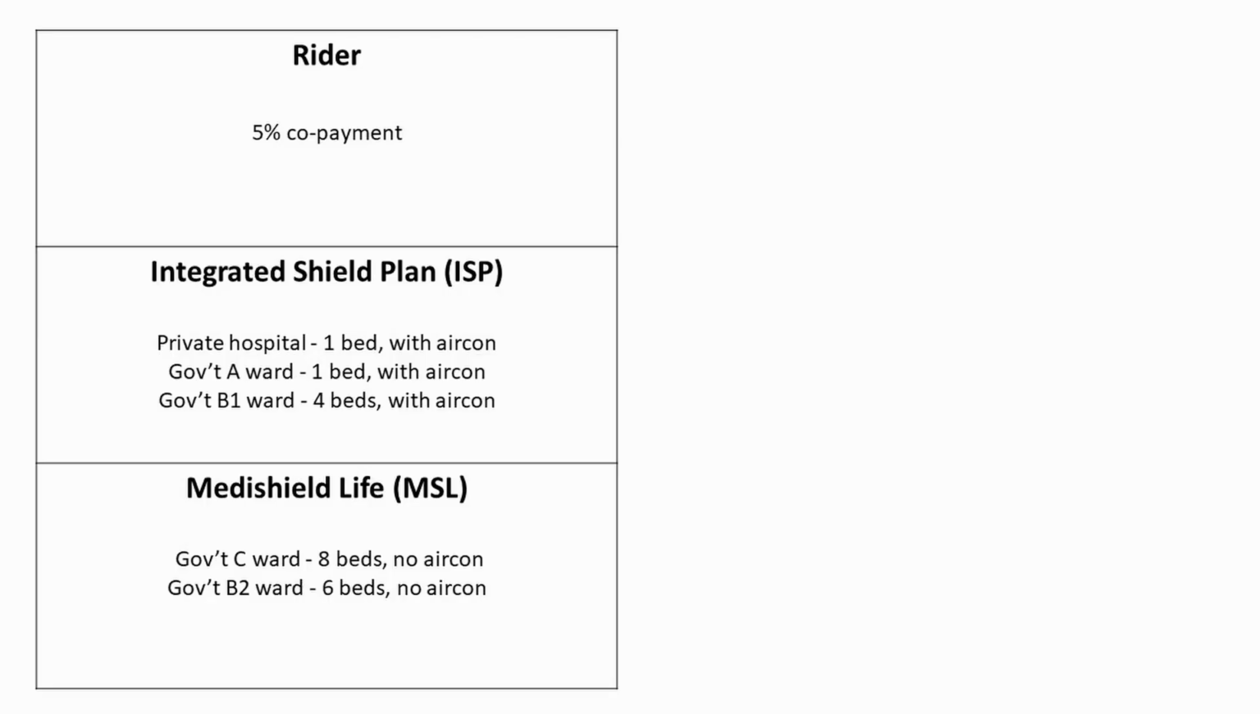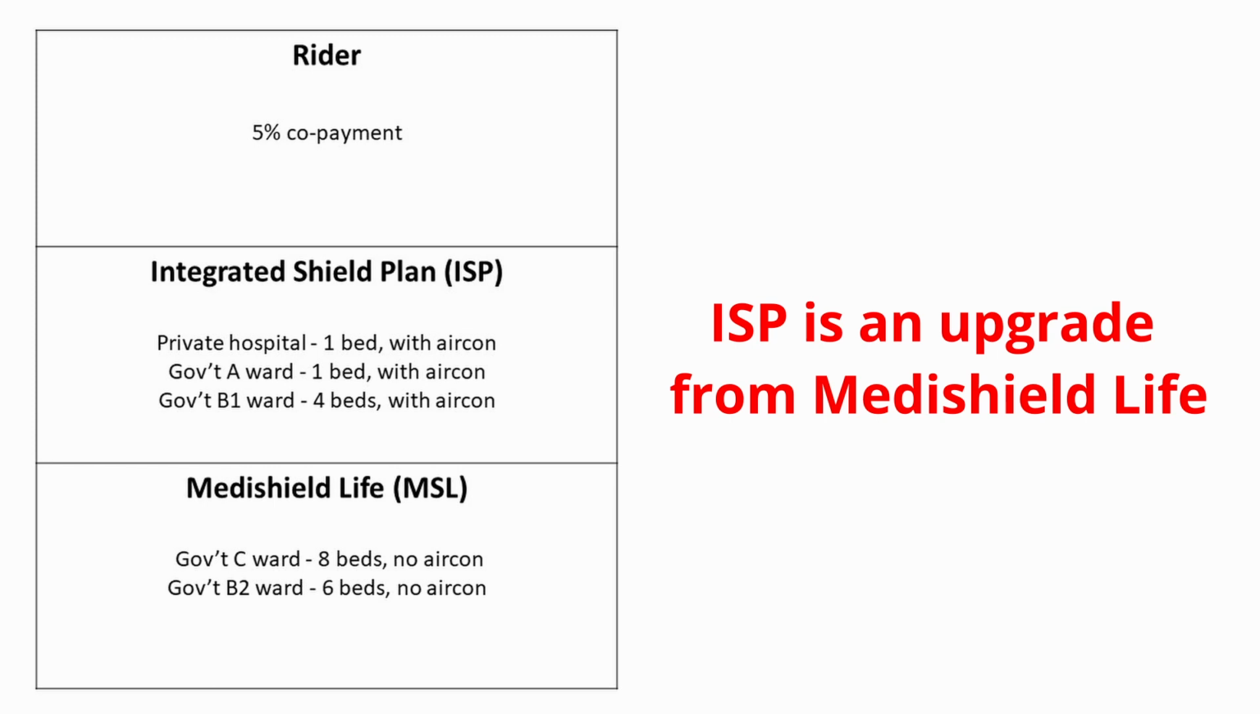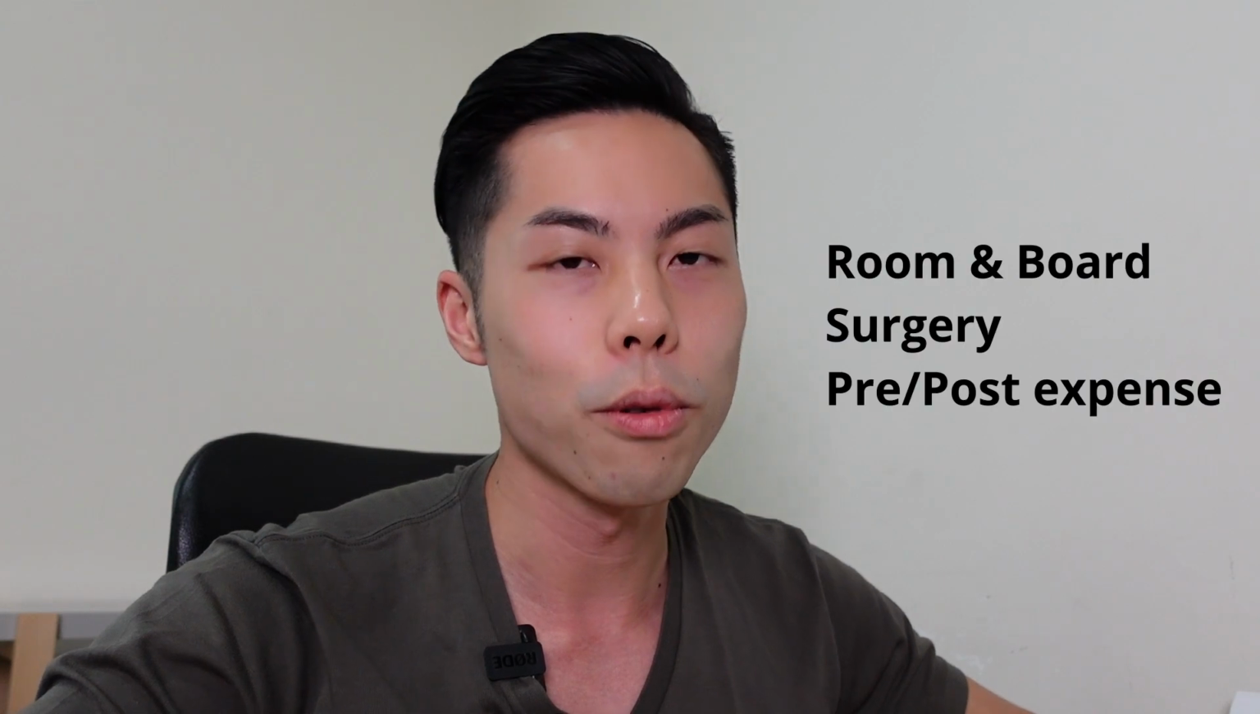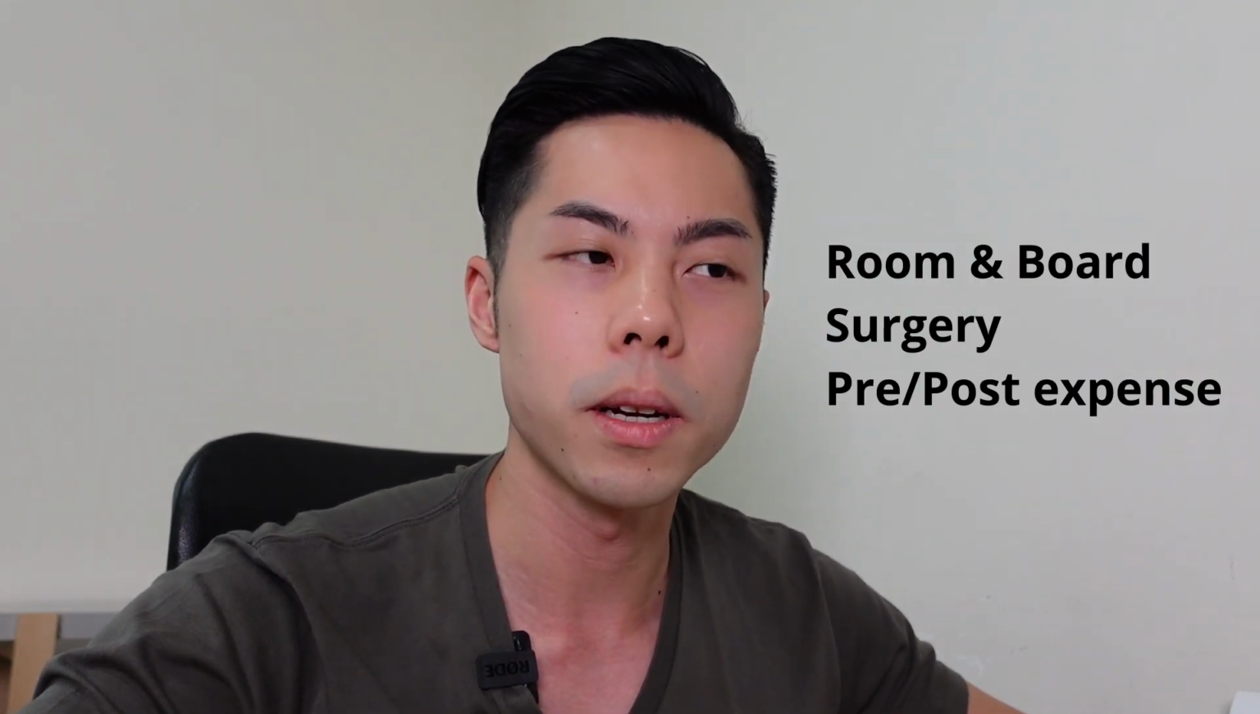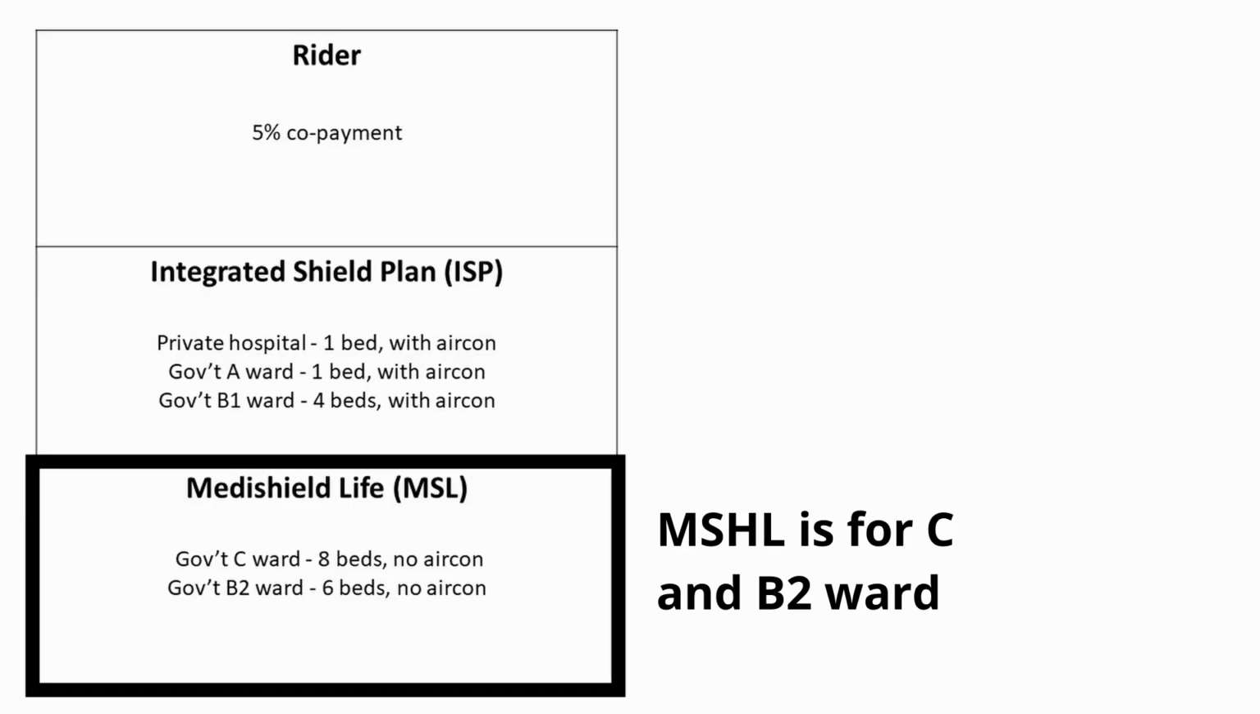So just a quick recap, an Integrated Shield Plan is basically an upgrade of your Medishield Life, and it covers you for your room and board, your surgery, and also any pre and post hospitalization medical expenses that you might have incurred. So if you look at the table over here, your Medishield Life basically covers you for government C ward and B2 ward.